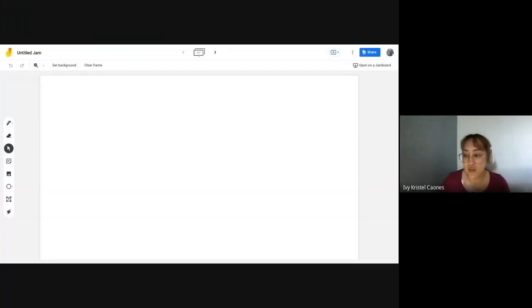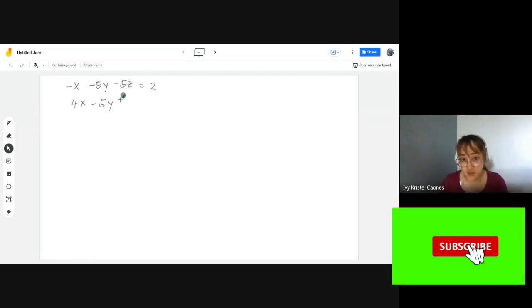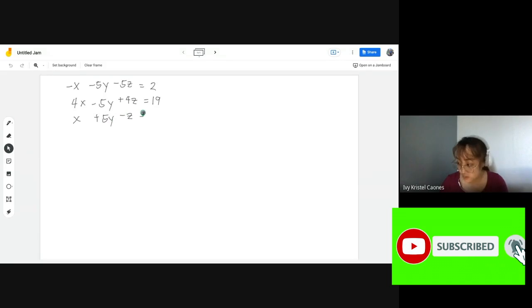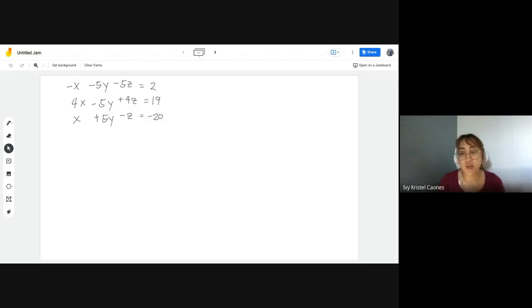For example, let's have these equations. First step is to convert them into an augmented matrix. I will be solving it in terms of Gaussian and Gauss-Jordan, so we are going to convert it into a matrix. So this will be -1.